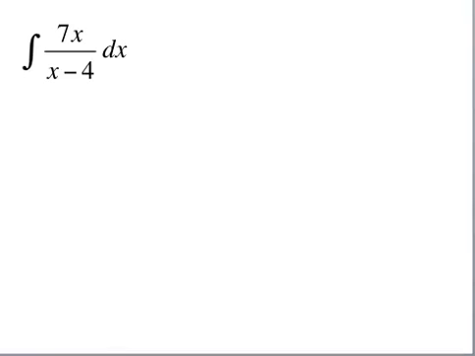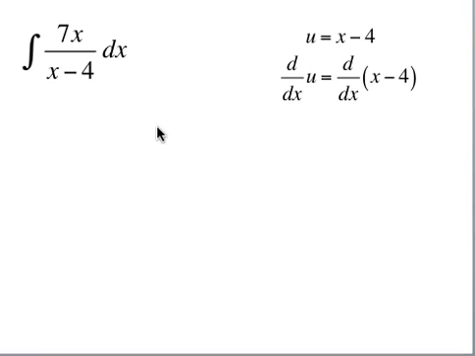Our next question is the integral of 7x over x minus 4. Now this one's a little different. We're going to let u equal x minus 4, but we're going to have to do a substitution. If u is x minus 4, the derivative with respect to x of u is the derivative with respect to x of x minus 4. So du dx is 1, which means du equals dx.